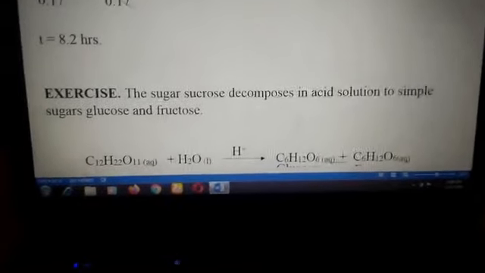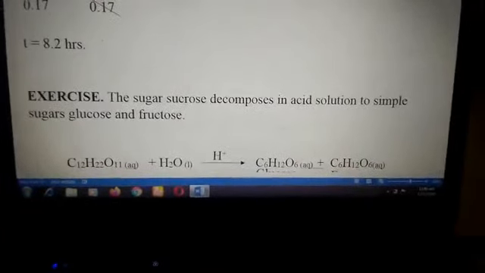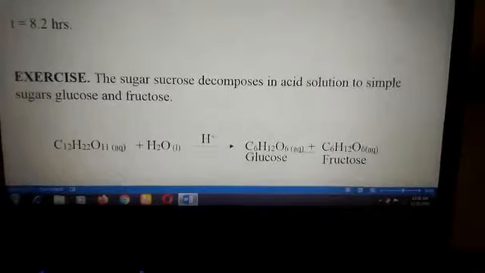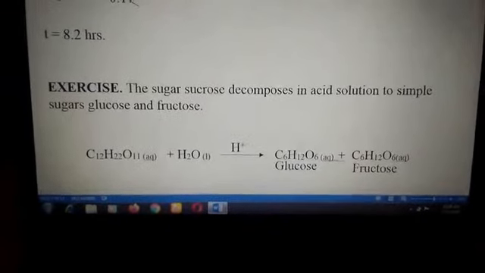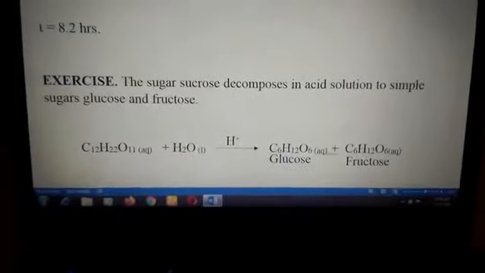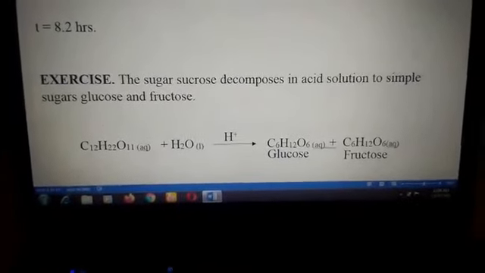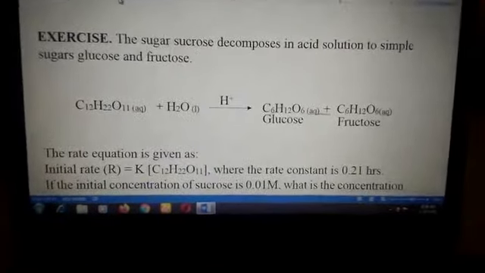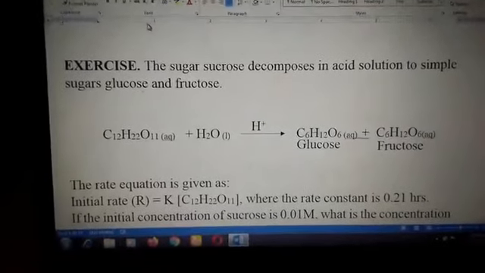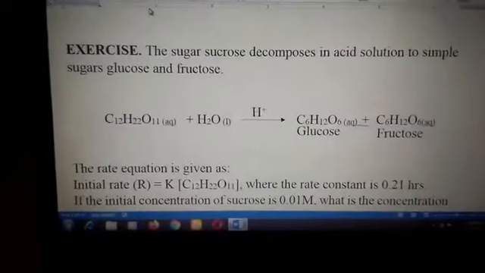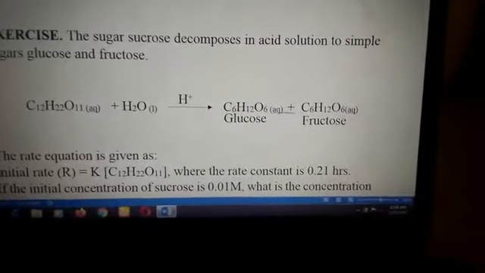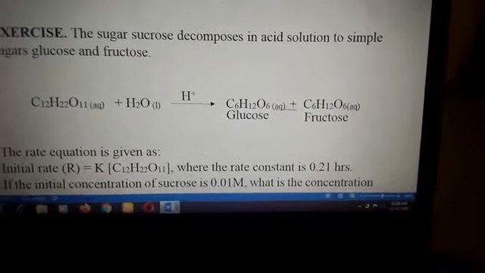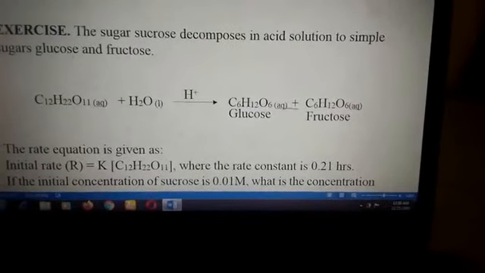Okay, we'll go to the next exercise that says the sugar sucrose decomposes in acid solution to simple sugars, glucose and fructose. You can see the equation: C12H22O11 plus water. C12H22O11 is the formula for sucrose. So it's hydrolyzed, or decomposes, to give you the isomeric monomers or units, glucose and fructose.